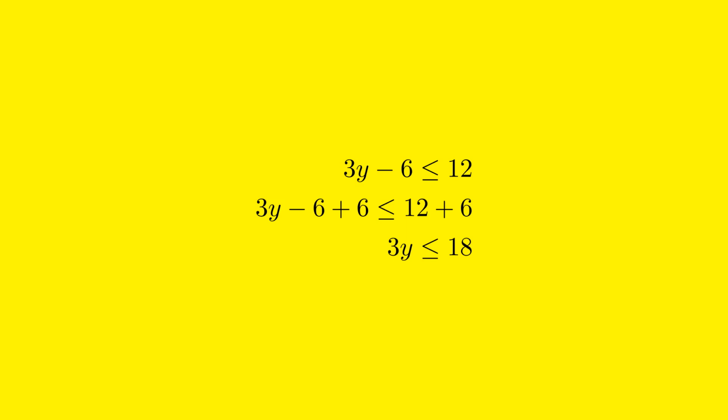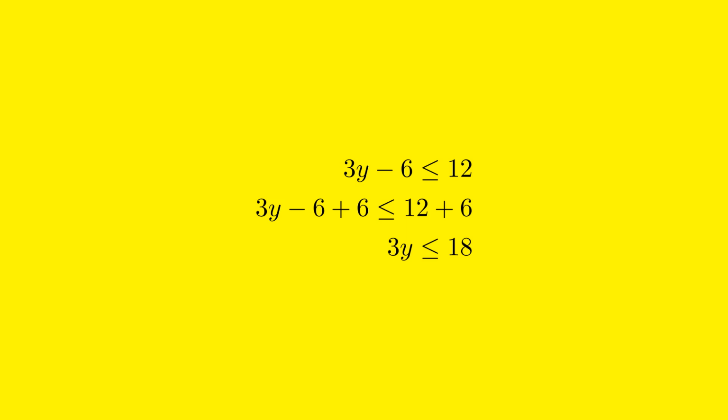Starting with 3y minus 6 is less than or equal to 12, when we add 6 to both sides, we get 3y on the left side is less than or equal to 12 plus 6 on the right side. So now we simplify 12 plus 6, which is equal to 18. Our new inequality is 3y is less than or equal to 18.